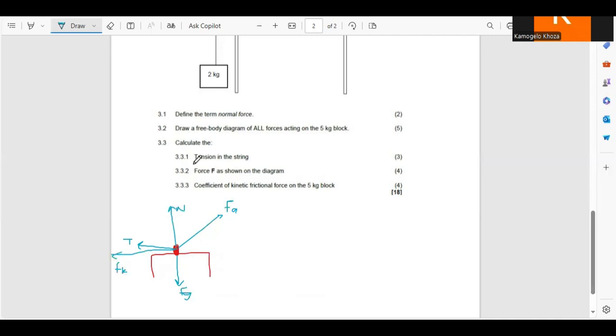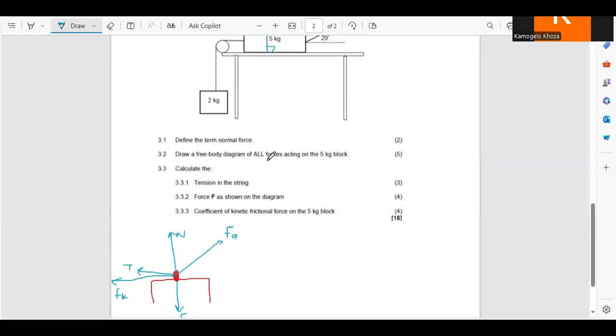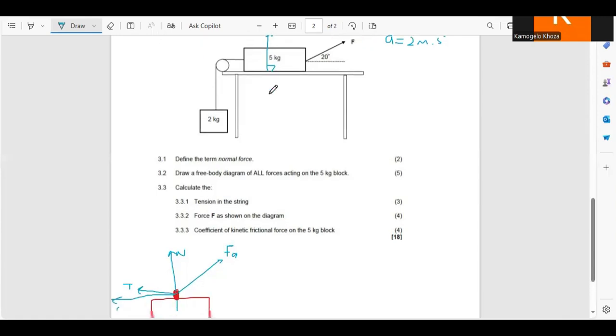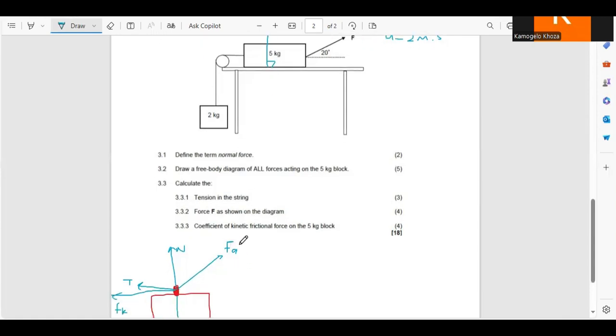Now, 3.3.1 says calculate the tension on the string, right? Now, let us see which block we can use, because remember, the tension on the 5 kg block as well as the tension on the 2 kg block have the same magnitude. It's just that they're acting in opposite directions. So, okay, I could use the 5 kg. The problem is that with the 5 kg, I'm not given the force applied, right? So I can't use the 5 kg.